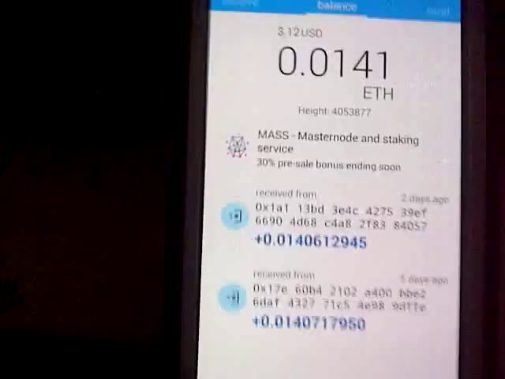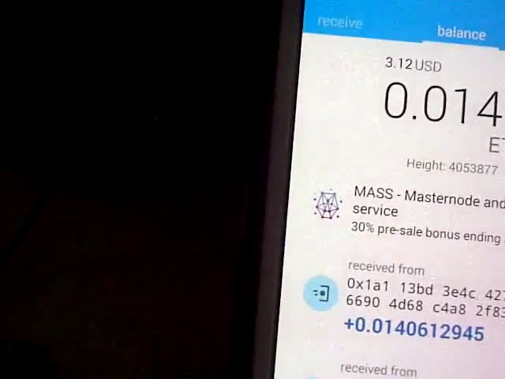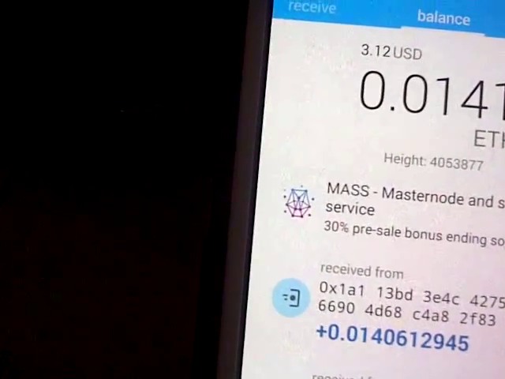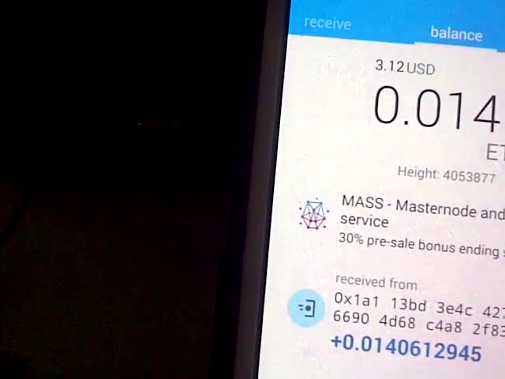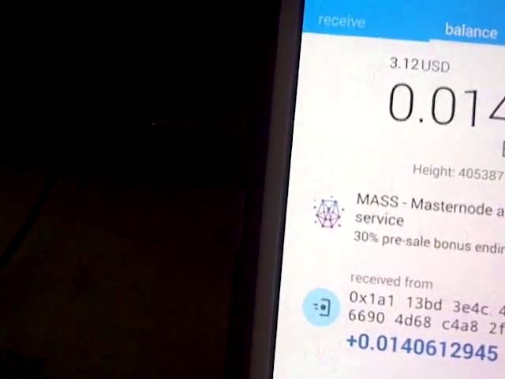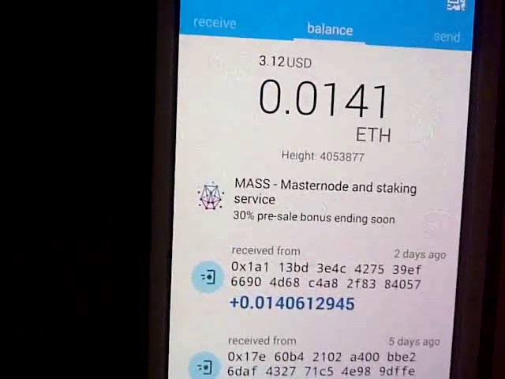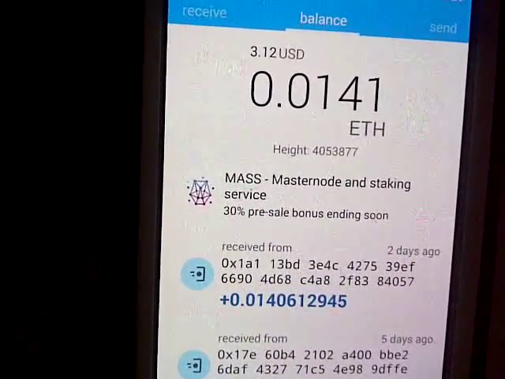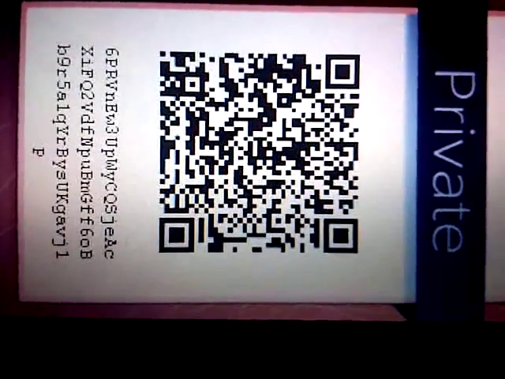Anyways, let's go on to the treasure hunt. Okay, so hopefully you got the QR code. Let me just get the QR code set up for you so you can go ahead and scan that. So it's a little bit easier for you guys. Okay, so here's the QR code for the private key.